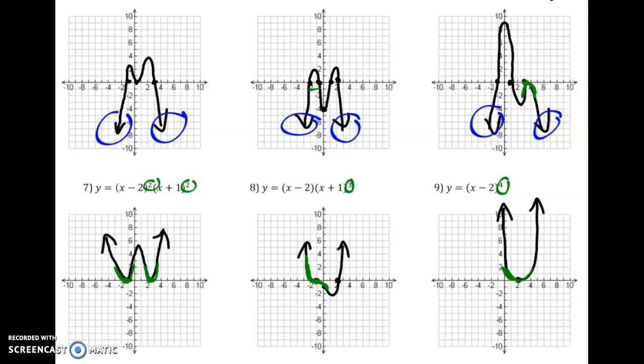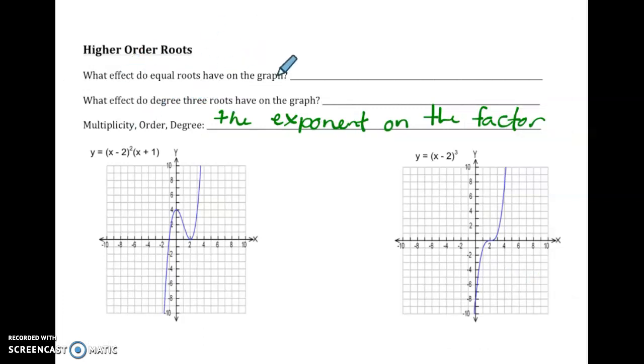So let's write that out. What effect do equal roots have? That's when there's a power of 2 on it. It causes a bounce. A more official way of saying that is a turning point. You might also hear it referred to as being tangent to the x-axis, meaning it doesn't go through the x-axis, it just hits it once and then bounces right off.